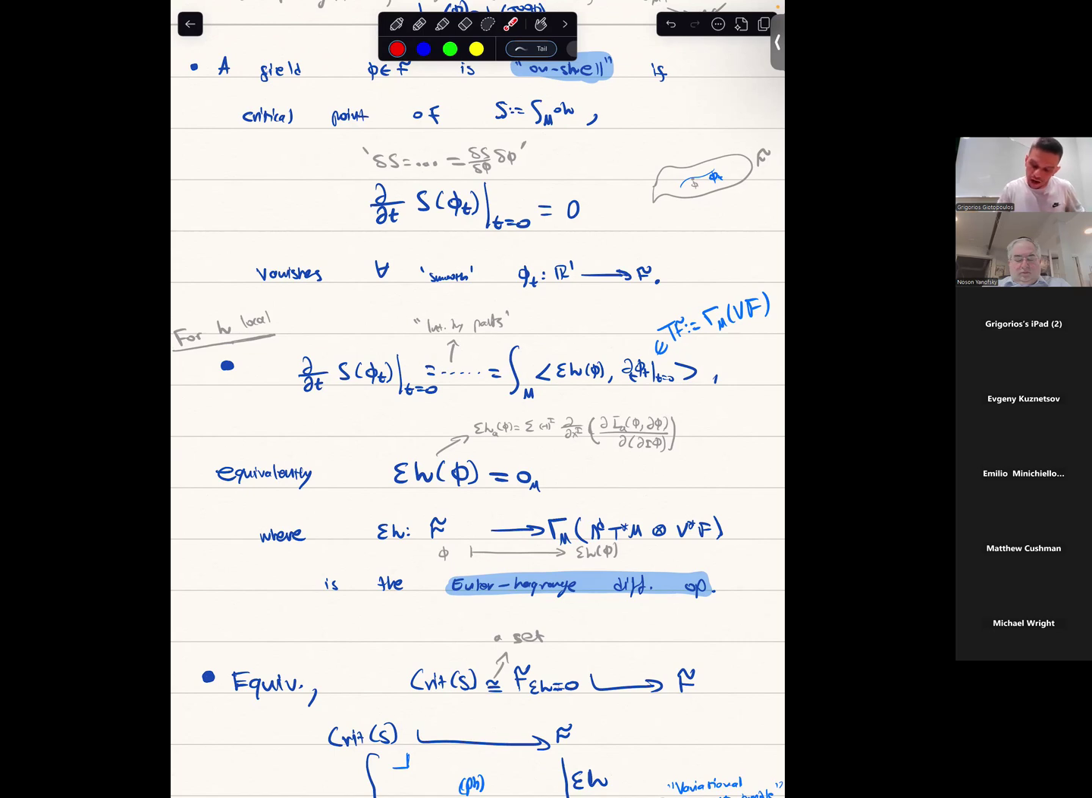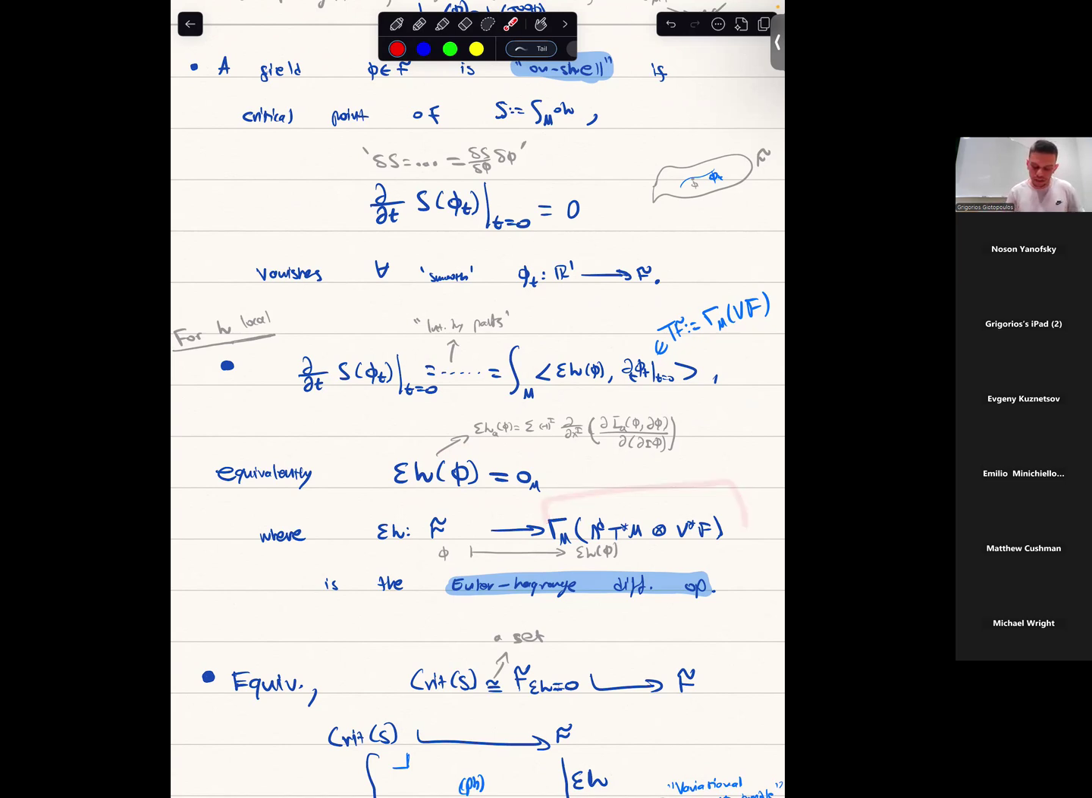Well, the original phi is an element of sections of F, but this derivative along a smooth curve is an element of sections of the vertical fiber bundle over F over M. Okay, it's just taking the vertical subspaces of the tangent space of F. Okay, what does it say? The point is that this pairing is non-degenerate after integrating. So that means that if you demand that this vanishes for all such curves, then this is zero if and only if the Euler-Lagrange operator on the field phi is zero, meaning it gives you the zero section of the image that it takes into.